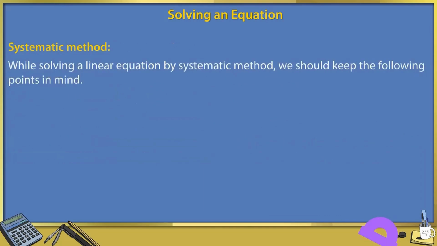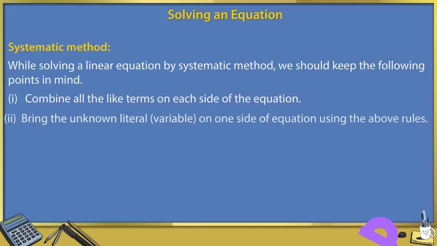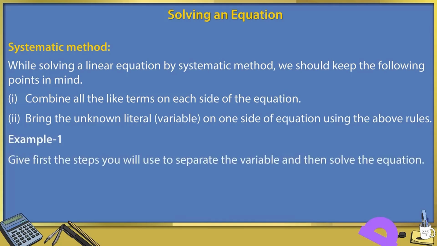Systematic method. While solving a linear equation by the systematic method, we should keep the following points in mind. 1. Combine all the like terms on each side of the equation. 2. Bring the unknown literal variable on one side of the equation using the above rules. Example 1. Give first the steps you will use to separate the variable and then solve the equation. A. 3l = 51. B. b/2 = 61.